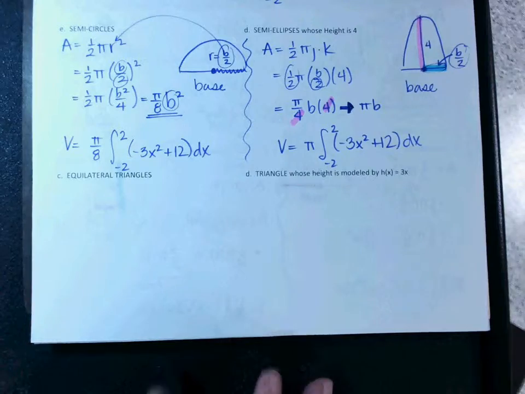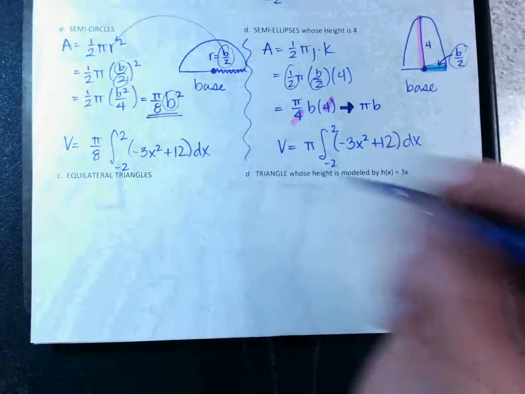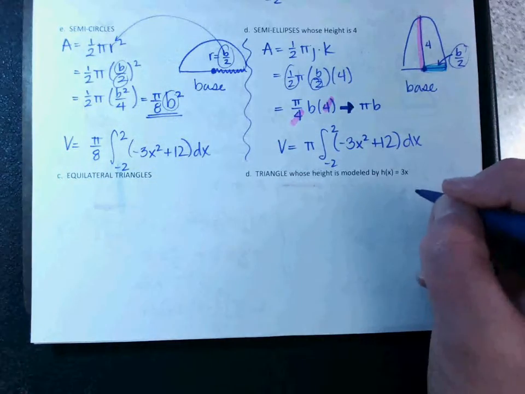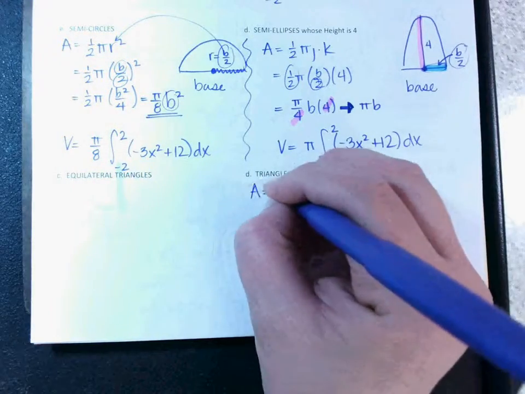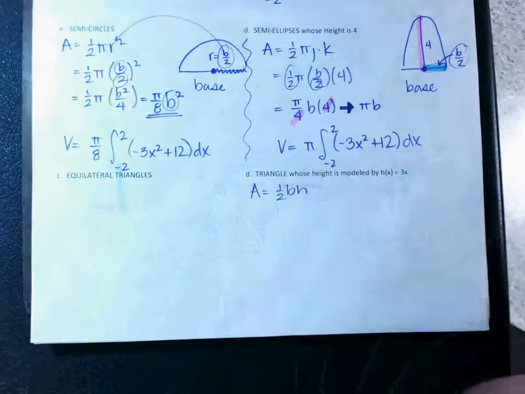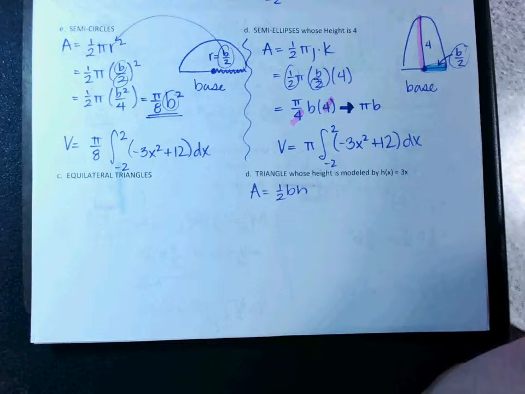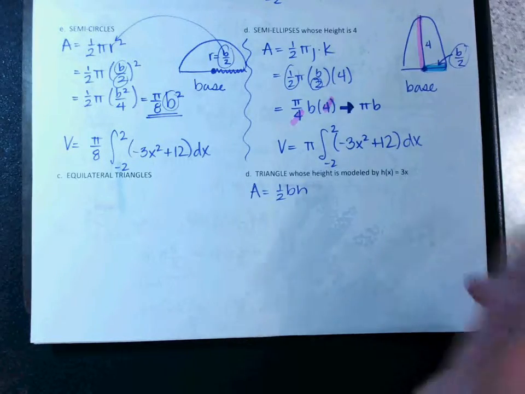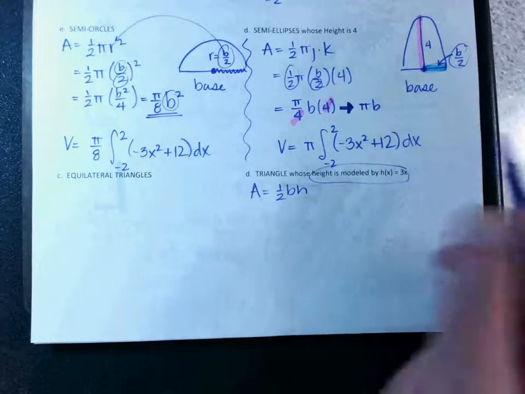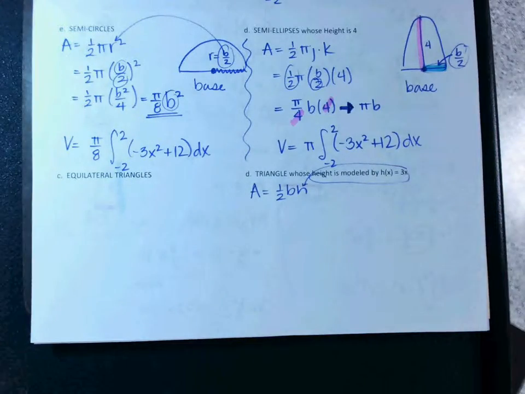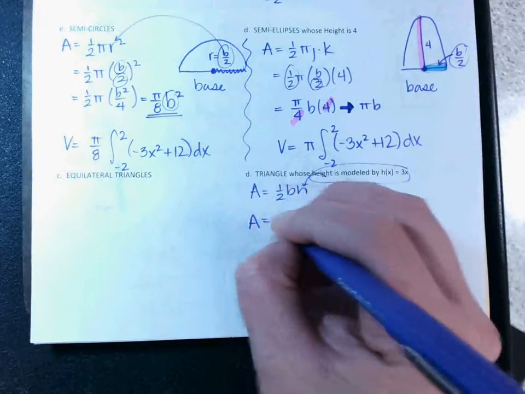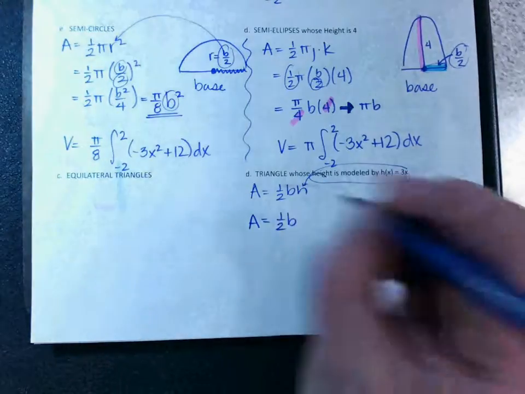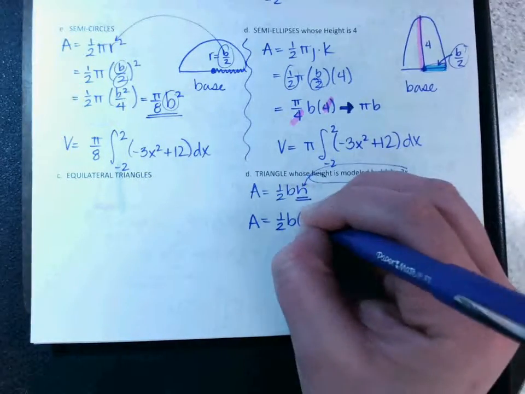Two more left. Let's do this one first. So I have a triangle. Okay, area of a triangle is 1/2 base times height. And then notice what it tells me, just like we did on part B. It tells me that the height is modeled by a function 3x. Well, then I'm just going to plug that in. So I'll have area equals 1/2 base, and then for my height, I'm going to plug in a 3x.